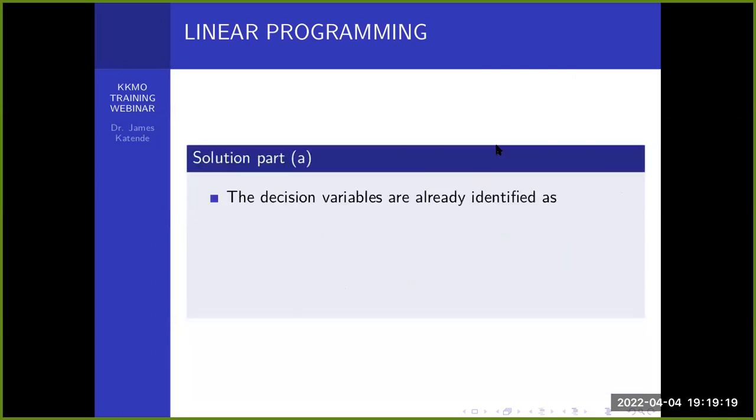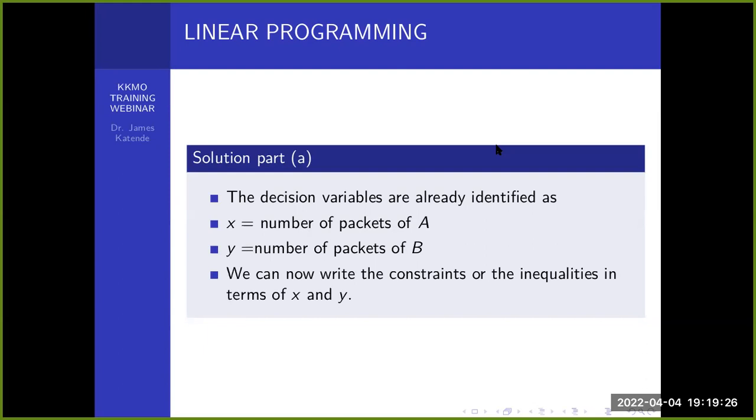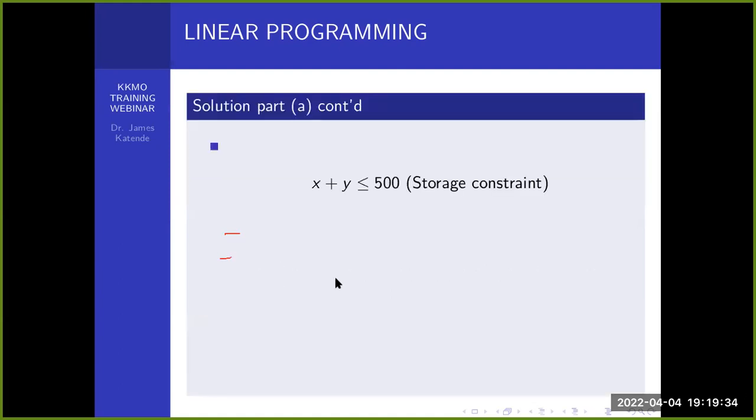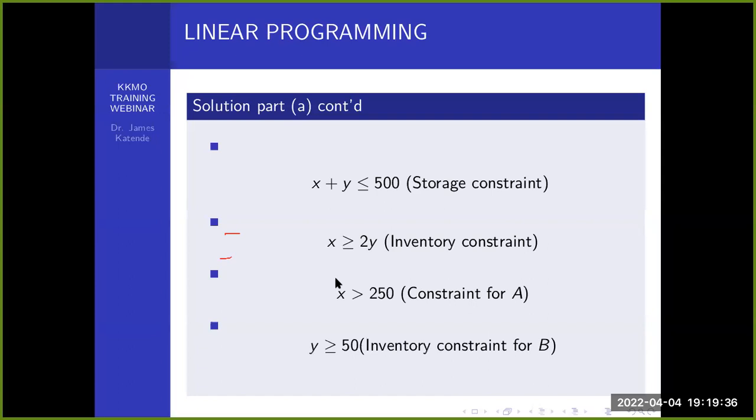So the next slide is here, and as usual we need to determine the decision variables. In this case, they have already been given to us, and they are defined as the number of packets of A as X and the number of packets of B as Y. And we use them to work out the inequalities, which we already did. So all I have done here is repeat the inequalities. And this is what they would look like. So this gives us the complete set of inequalities that we need to work with. So the next part is to graph the inequalities.